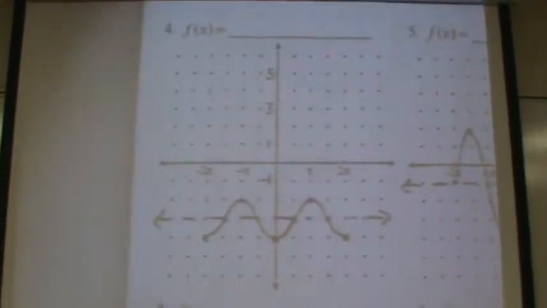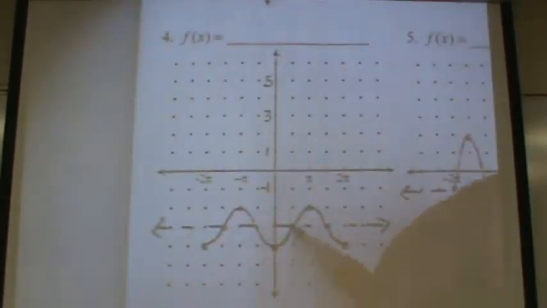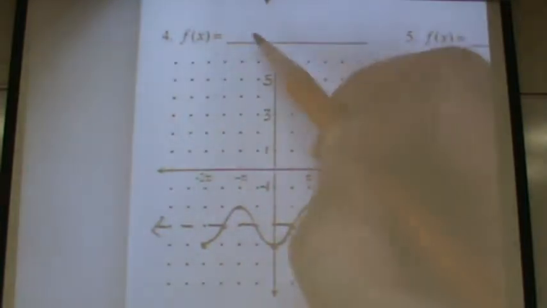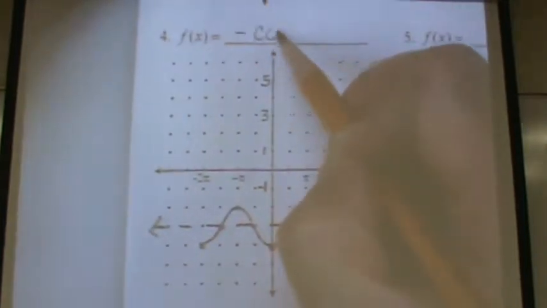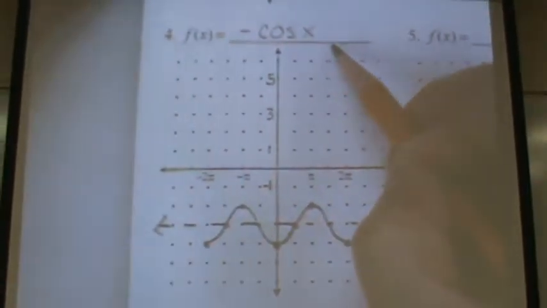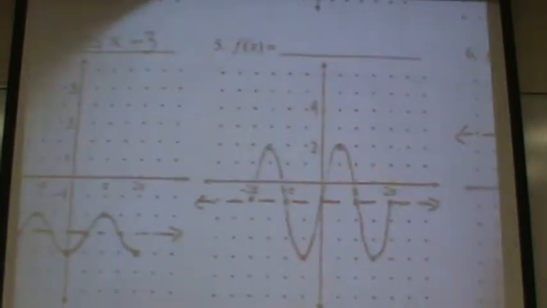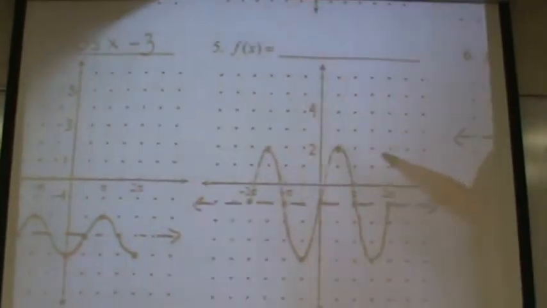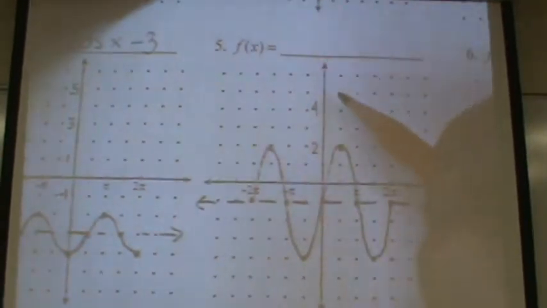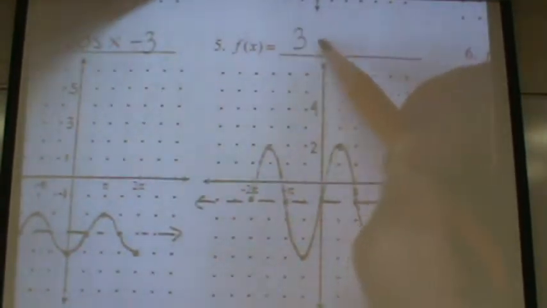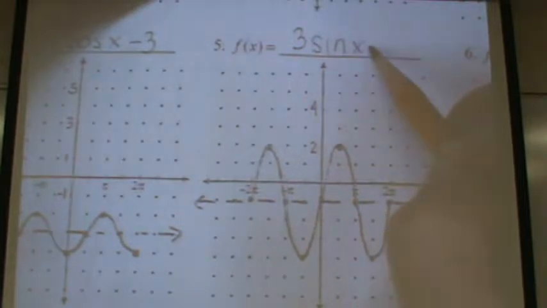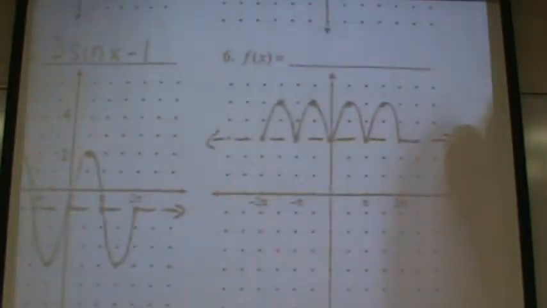Number 4. Sine or cosine? Cosine. What is it? Negative cosine of x minus 3. Good. Number 5. Sine, 3 sine of x minus 1. Number 6.